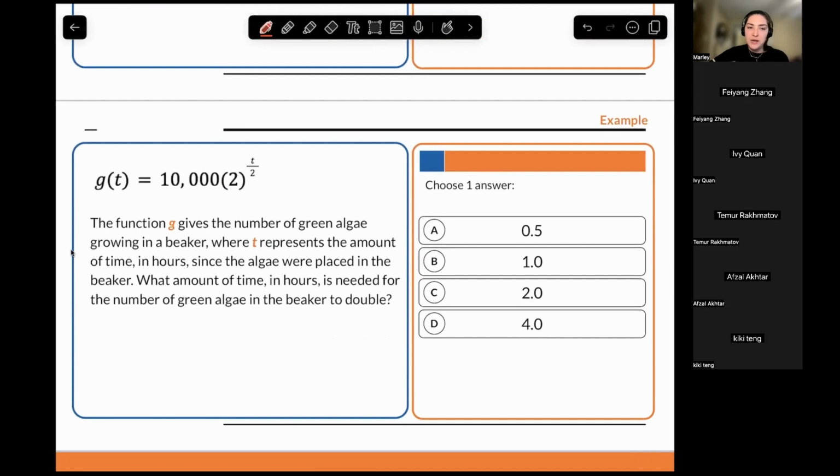It gives the number of green algae growing in a beaker. T is representing the amount of time in hours since the algae were placed in the beaker. What amount of time in hours is needed for the number of green algae in the beaker to double?